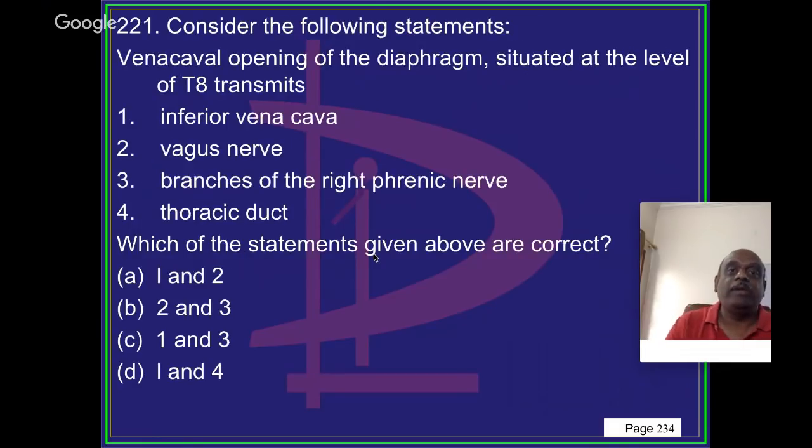Now, the opening of the diaphragm at the level of T8 is a basic question. You should be able to answer. The inferior vena cava and the phrenic nerve are the ones that pass through T8. Vena cava is at 8, esophagus at 10, and aorta is at T12.